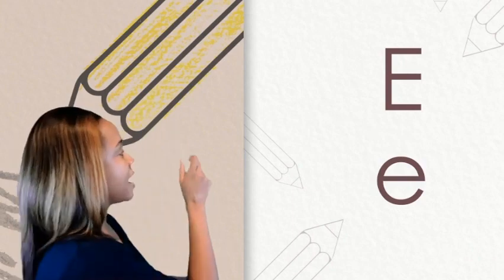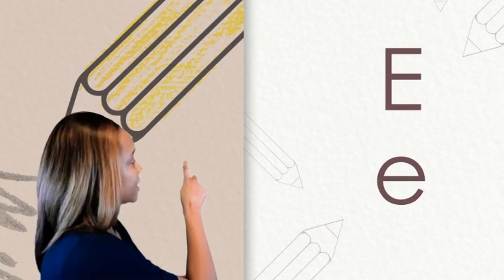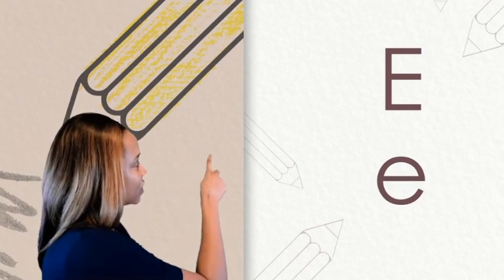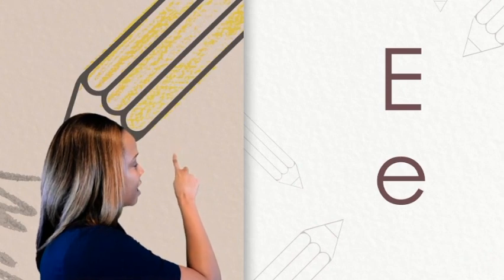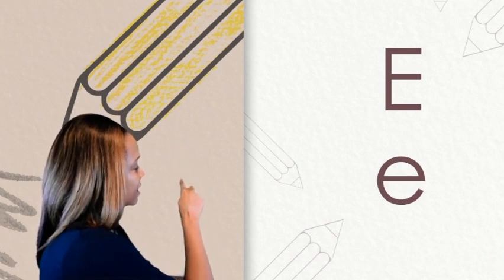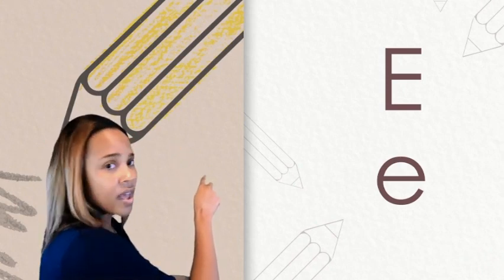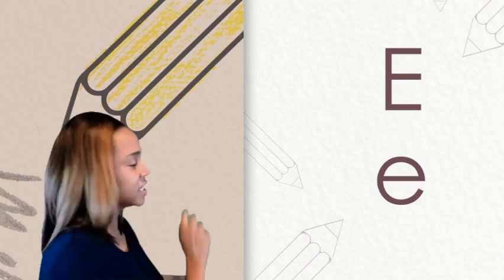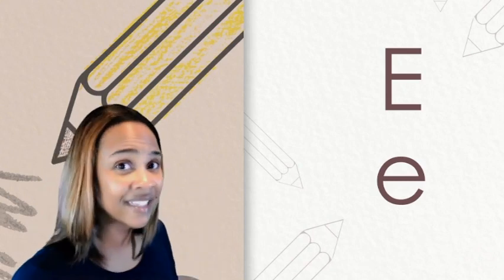Now let's try our lowercase e. Watch first. I'm starting at the belly line. I'm going to make a little line and then curve it around the top, coming around the belly line all the way down to the foot line, coming up just a little bit under our line and stop.